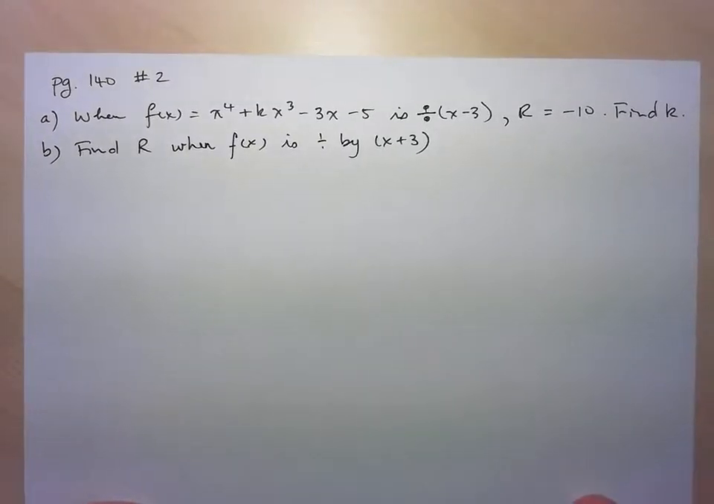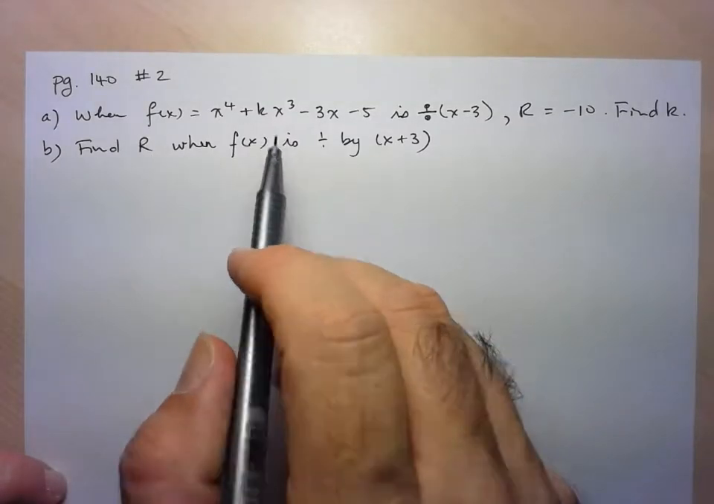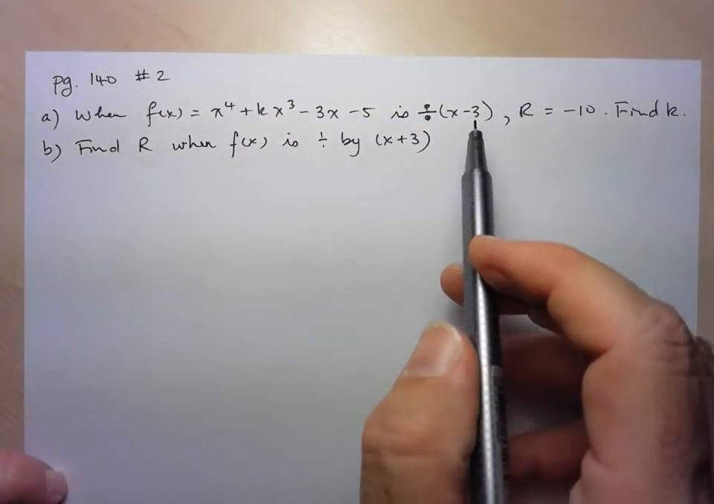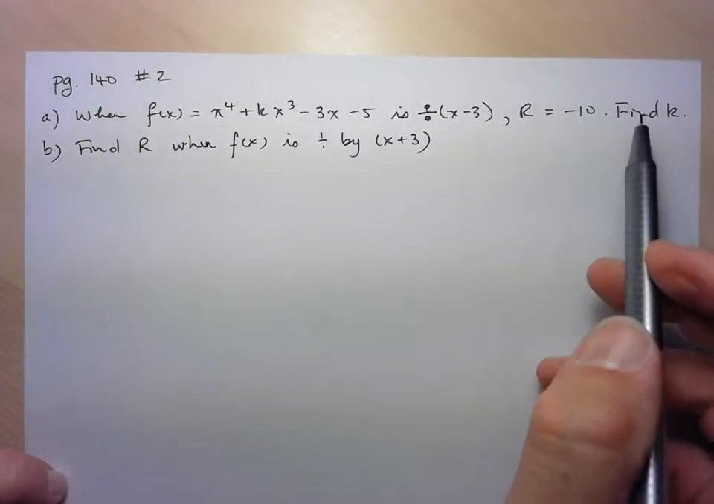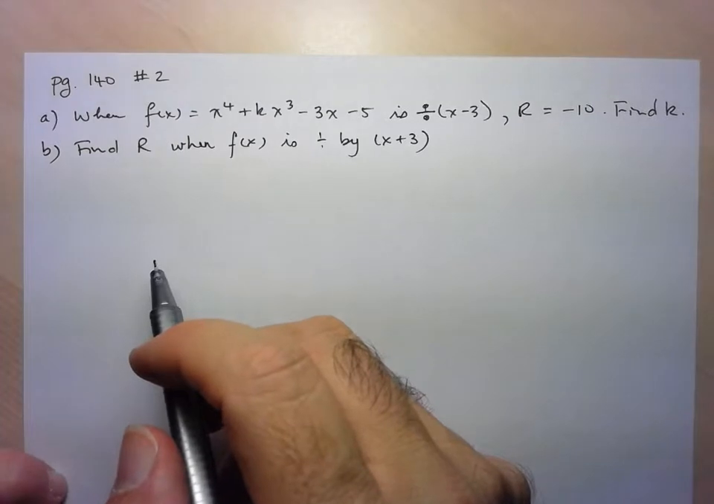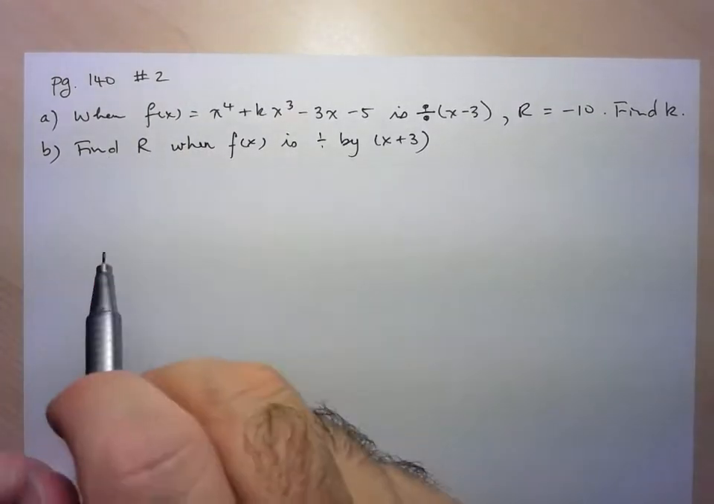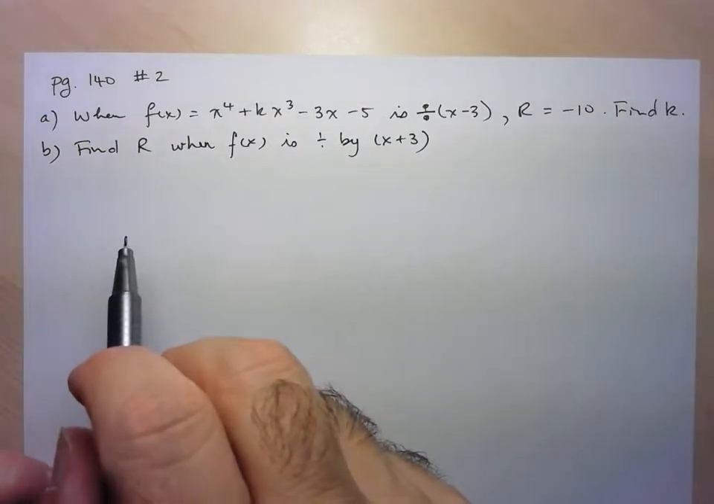Hi folks, we're going to take a look at page 40, number 2. They give us this polynomial and they tell us that when it's divided by x minus 3, the remainder is equal to negative 10. They want us to find this unknown k value, which is a coefficient of x cubed. And then once we have that, they ask us to find the remainder when we divide f by x plus 3. Okay, so let's start.